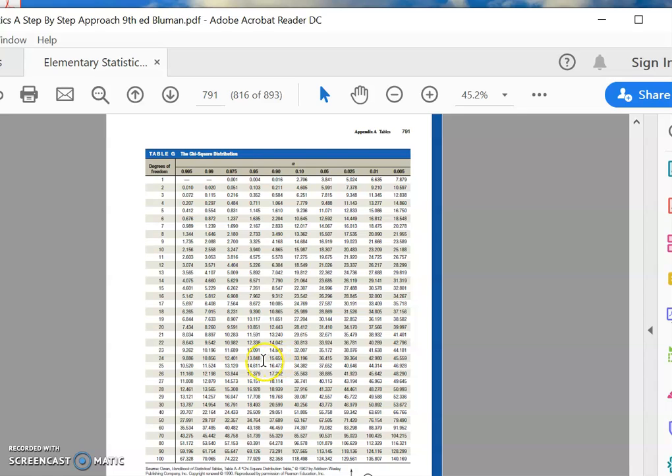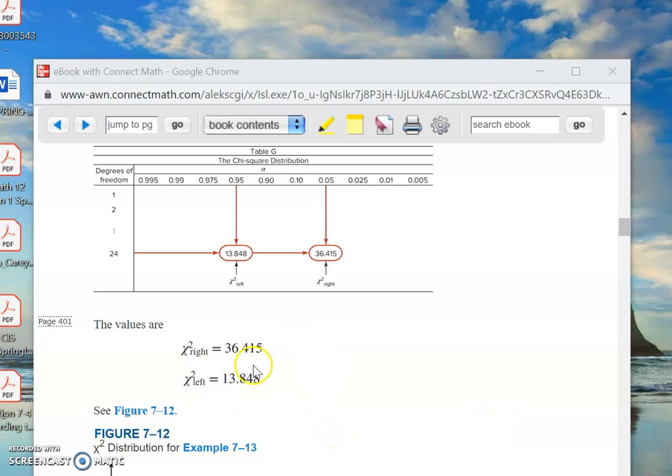Screen, it's not that great a resolution. I think that's it. 0.95 is the columns. 0.95 is a column. The row is 24, so 13.848. Okay, and that's what I get.